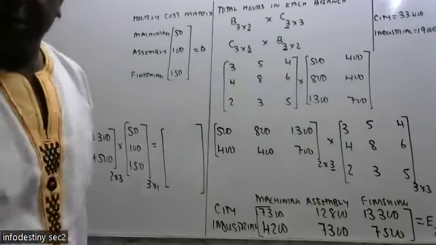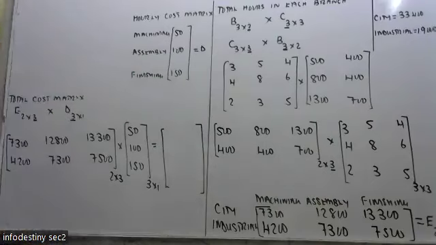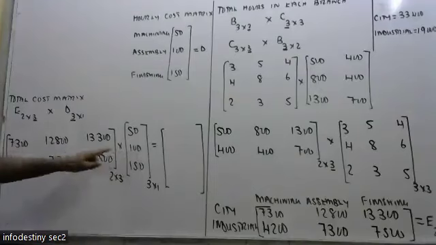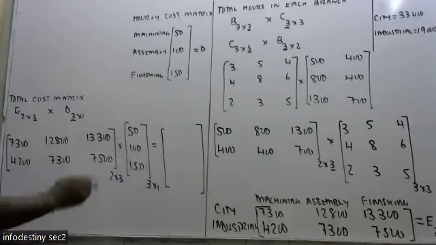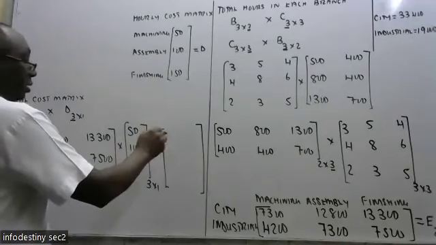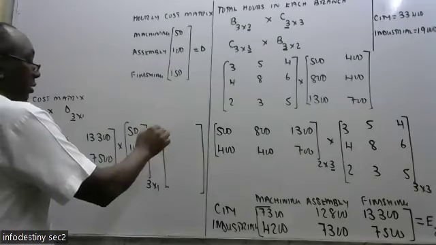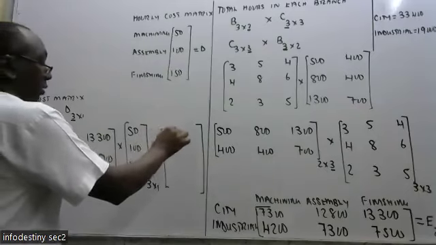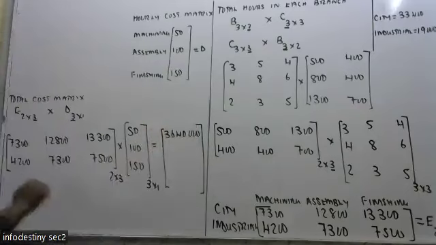So we are through. 7,300 times 50 plus 1,200 times 100 plus 13,300 times 150. Okay. Now we begin for 200 times 50, 7,300 times 100, 7,500 times 150.